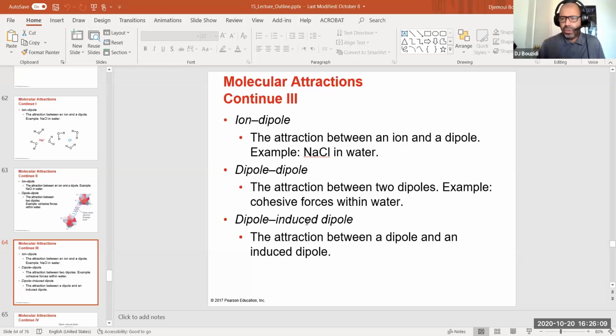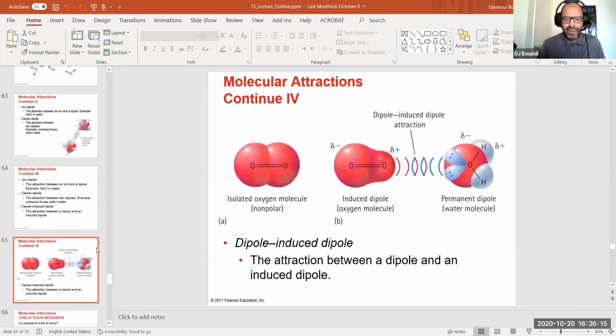Again, there is another possibility where you can have a dipole to induced dipole interaction. In this case, for example, you have an oxygen molecule that is neutral. It has no polarity whatsoever. It's non-polar. You bring it next to water, and it's going to induce a dipole in the oxygen molecule, and that's how oxygen actually dissolves in water.